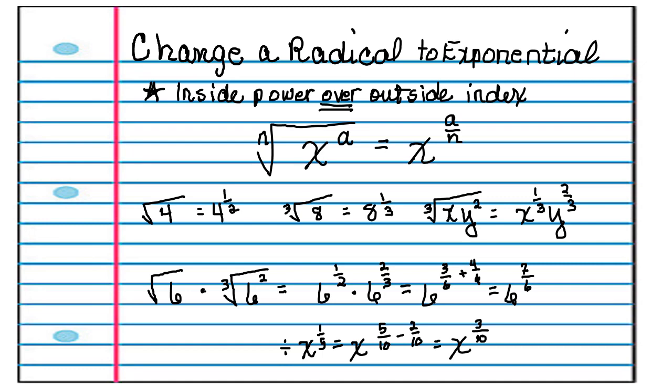Cube root of 8 is the same as 8 to the power of 1 over 3, because the inside power is 1, and the outside index is 3, so 1 over 3. Something that's a little bit bigger here, let's take the cube root of x y squared. It would equal x to the 1/3, because x has a power of 1, and y to the 2/3, because y has a power of 2.